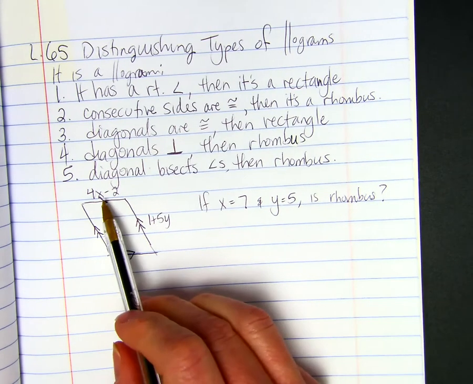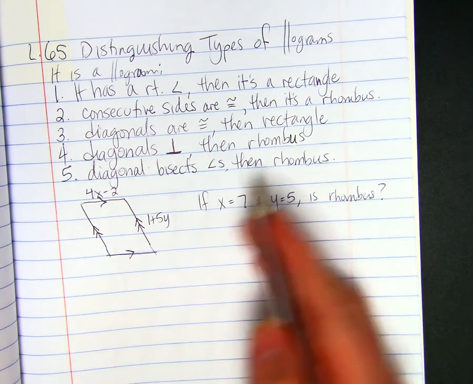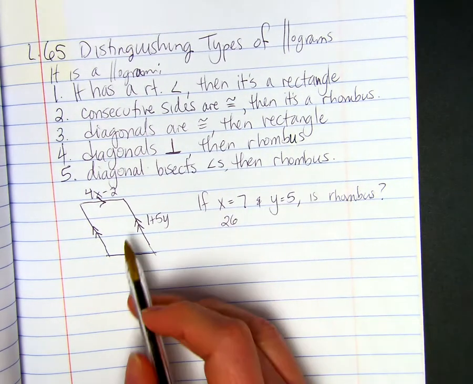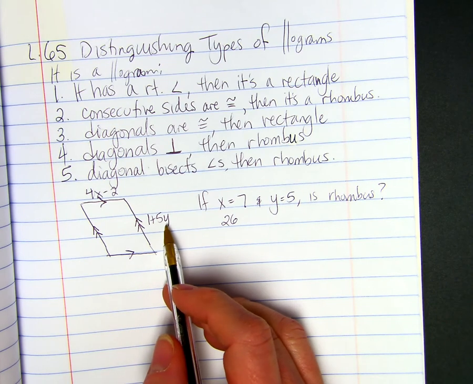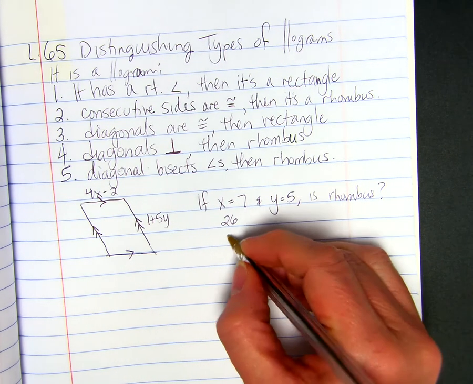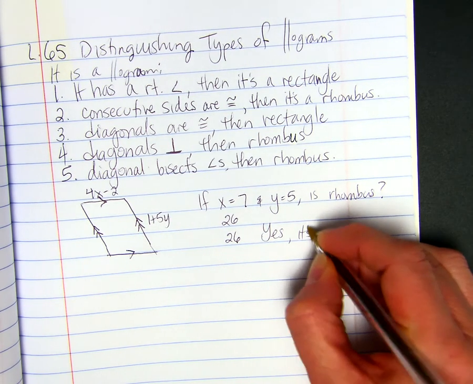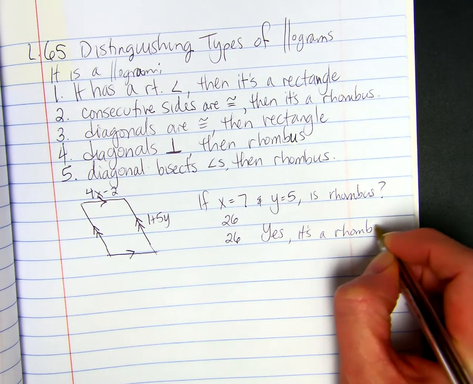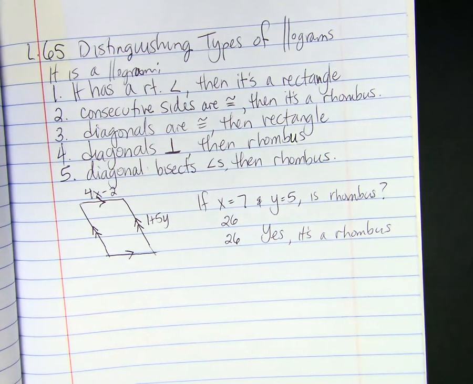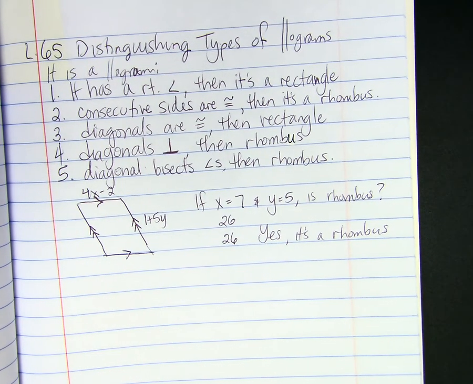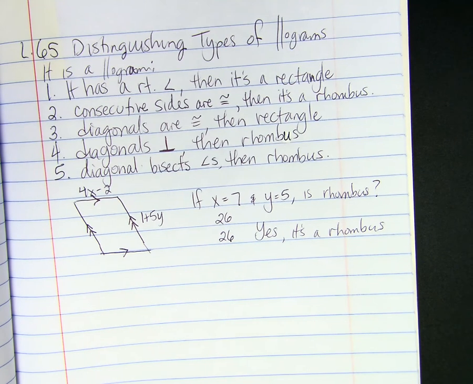So we plug in: 4 times 7 is 28 minus 2 is 26. And 1 plus 5 times 5, 25, is 26. So yes, it's a rhombus. Those type of problems. Oh, those are easy. Okay, lesson's over.